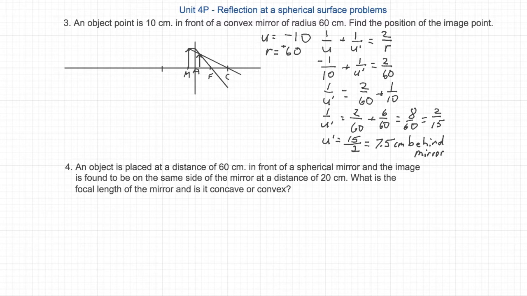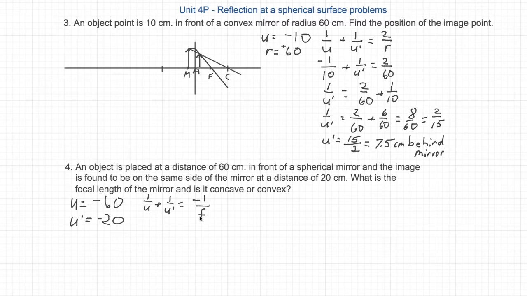Number 4, an object is placed at a distance of 60 centimeters in front of a spherical mirror. The image is found to be on the same side at a distance of 20 centimeters. What's the focal length, and is it concave or convex? So since both the object and image are on the left side of the mirror, they both have negative values. AM is negative 60, AM prime is negative 20.